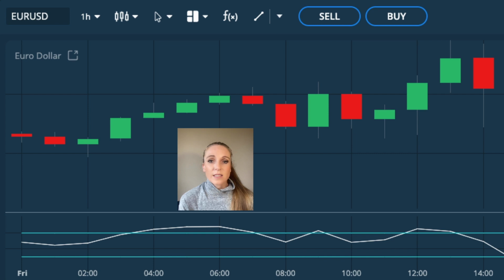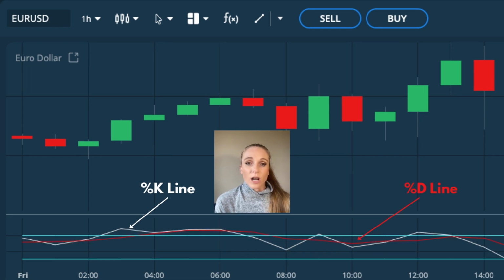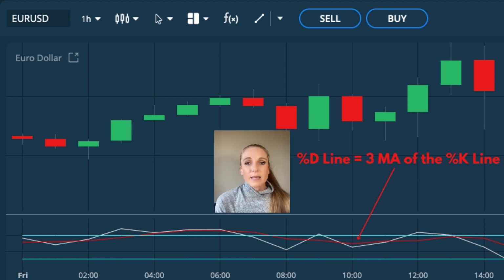When the stochastic oscillator is applied, a white line will appear below the chart. This white line is the percent K line. There will also be another line on the chart, and this is known as the percent D line. And the percent D line is the 3-period moving average of the percent K line. So it essentially smooths out the K line like a moving average does.